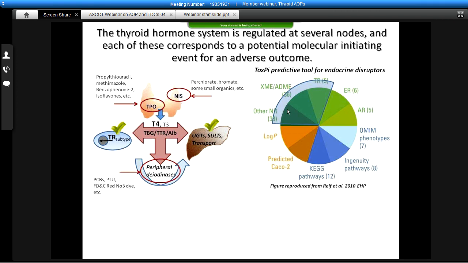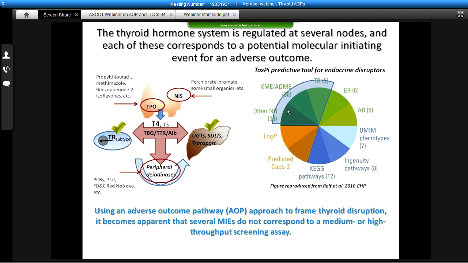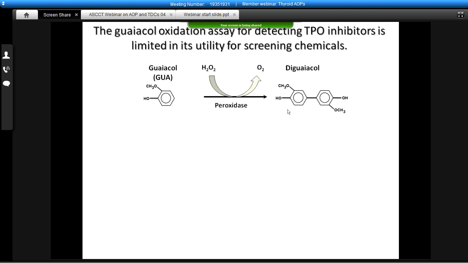Thus, it's apparent that we need more assays to simply cover all of these potential molecular initiating events for thyroid disruption. And if we had these assays, we might be able to build a more predictive ToxPi for endocrine disrupting activity to better include thyroid disrupting activity. So I've chosen to start with my assay development endeavors with the thyroperoxidase enzyme target for which there was not a medium or high throughput assay. However, there was a legacy assay, and I'll tell you a little bit about that before I tell you what I've done to create a high throughput version.